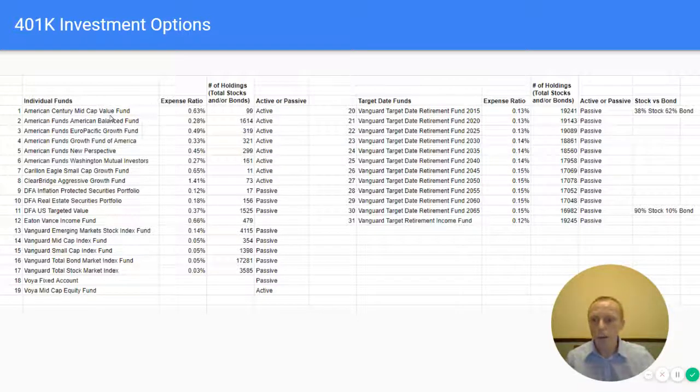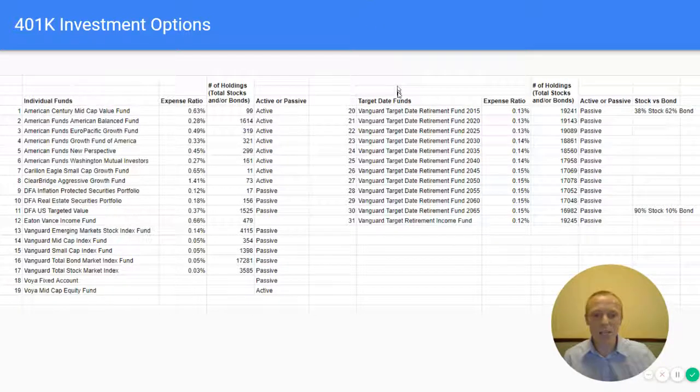So we can see on the individual fund, I'm not going to read through all of these, but you can see, some of these have a higher expense ratio, 6.3, 4.9, 6.5. Wow, 1.41, that's really high. And then you can also see some of these funds, they only have 11 holdings, 73 holdings, 17 holdings. That's not a lot.